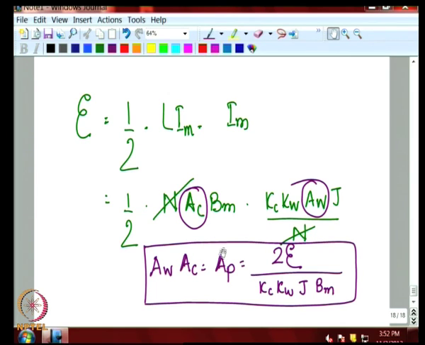So, at this point we know how to select the core for the inductance, and in the next class we will look at how we introduce air gaps if necessary, and choice of the wire gauges, and then see how we modify the design for a transformer too.